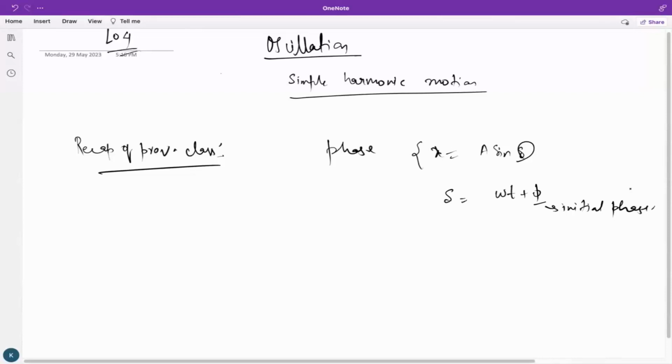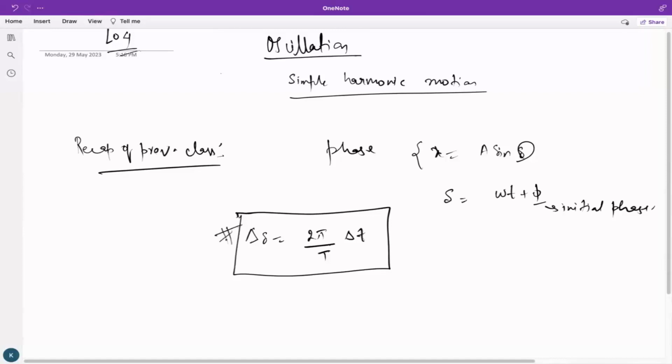And the next thing, we actually derived a formula for change in phase difference with change in time. So we derived the formula like del is equal to 2 pi by T into change in time. So this is the formula that we derived in previous class.